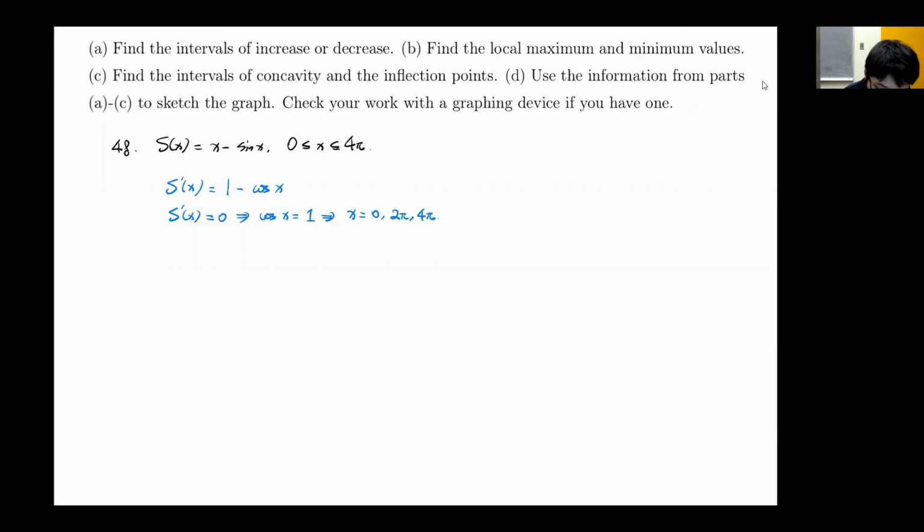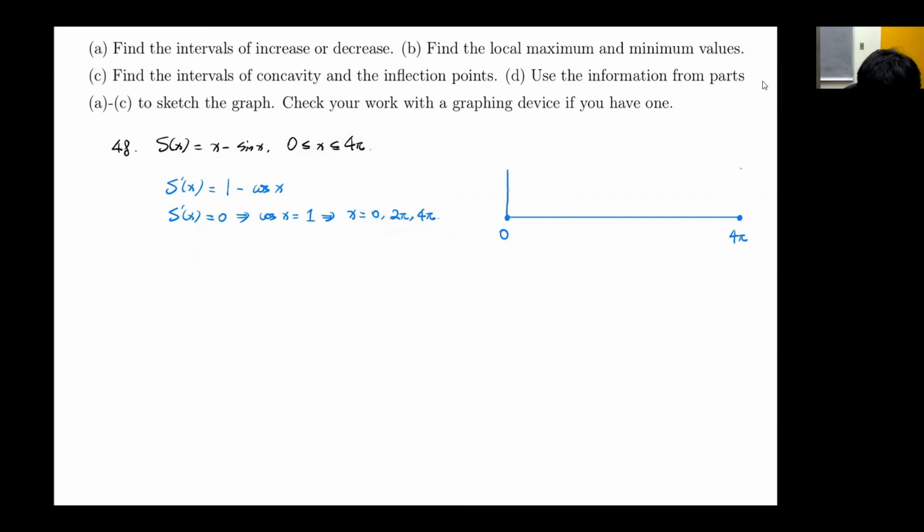Okay, one important thing. This 0 and this 4 pi are not considered to be critical numbers because they sit on the endpoints of the domain. So endpoints are not considered to be critical numbers. So the only critical number we have is going to be 2 pi. Okay, but to determine the increasing and decreasing intervals, we will still have to keep these endpoints over here. So this will be 0 and this will be 4 pi.